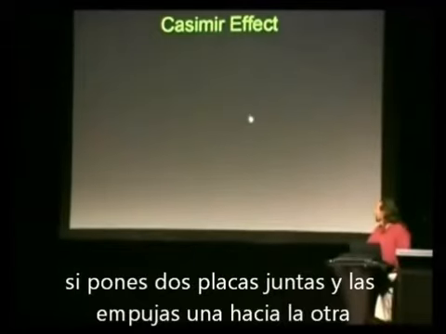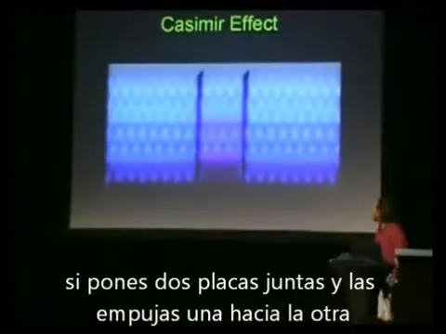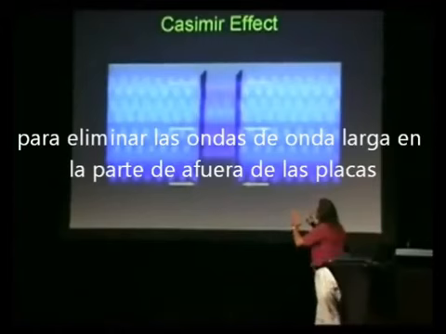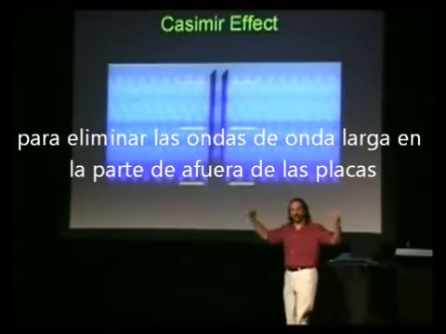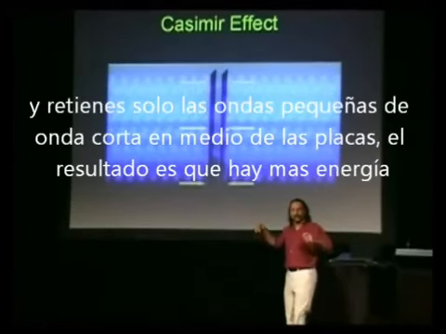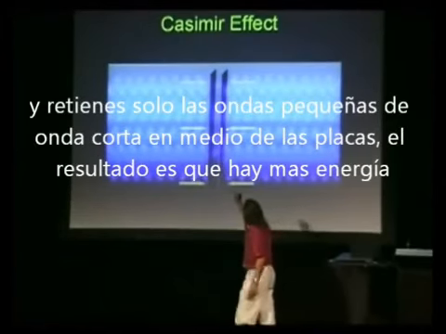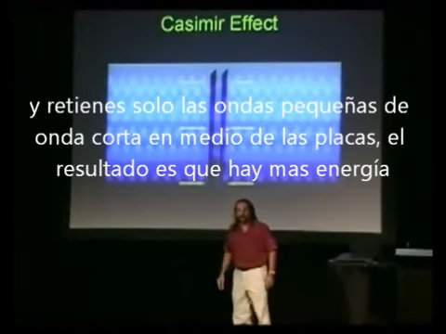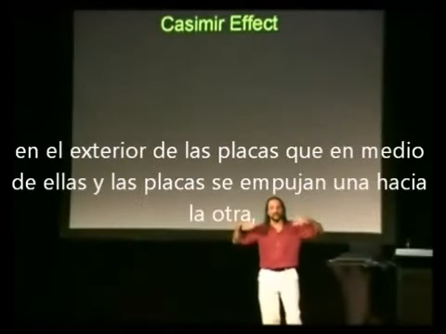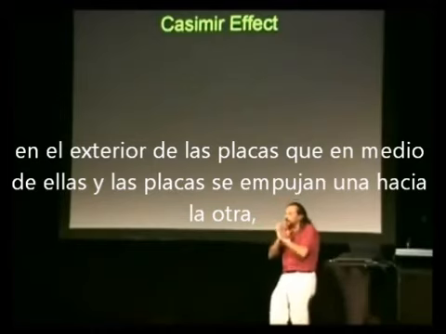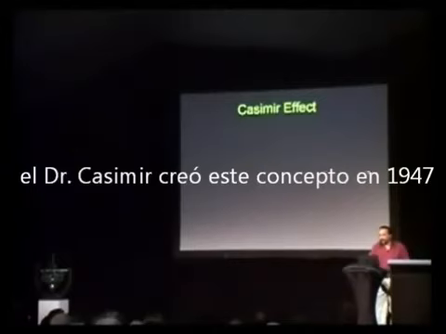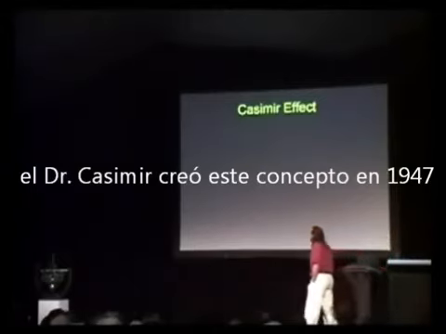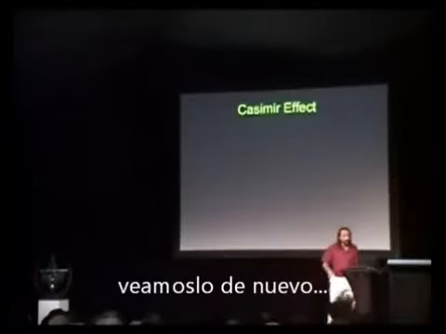If you get two plates close enough together, you can push them together so that you eliminate the long wavelengths of the vacuum on the outside of the plates and you retain only the small wavelengths in the middle of the plates. So the result is that there's more energy on the outside, less in the middle, so the plates should get pushed together. Professor in physics, Dr. Casimir, came up with this concept in 1947.